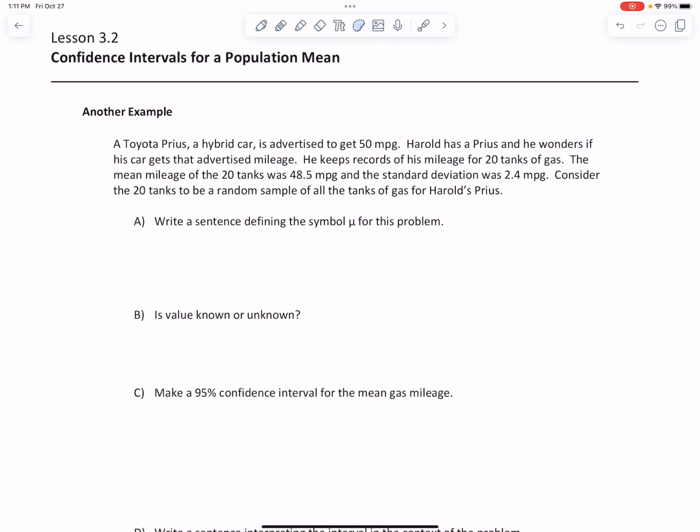The first thing we want to do is write a sentence defining the symbol mu for this problem. Mu, remember, is a population parameter. Since we're dealing with the population, and in this case it's the mean, it would be the mean mileage for all Toyota Prius. And it's important to use the word all because all signifies the population.